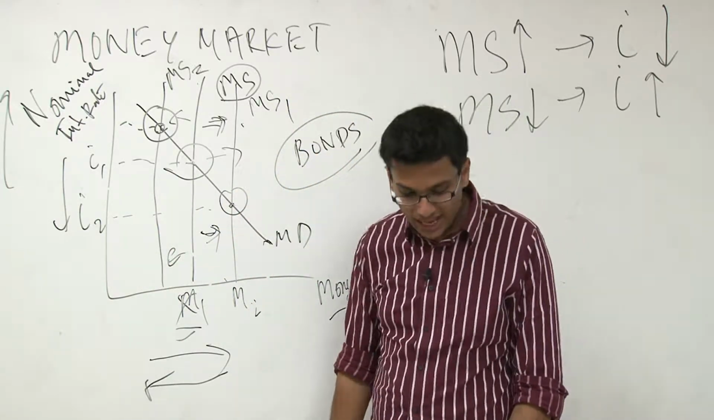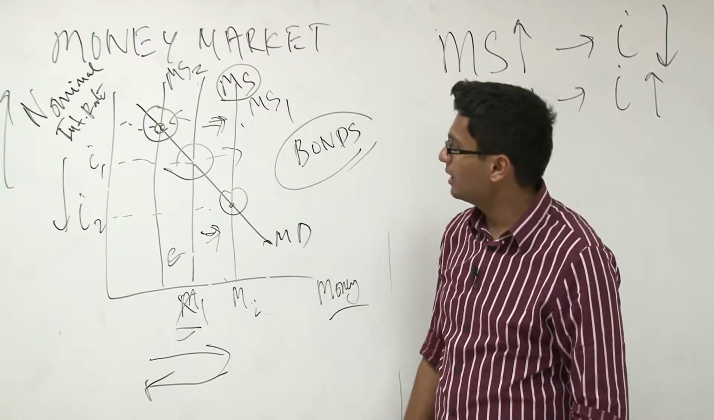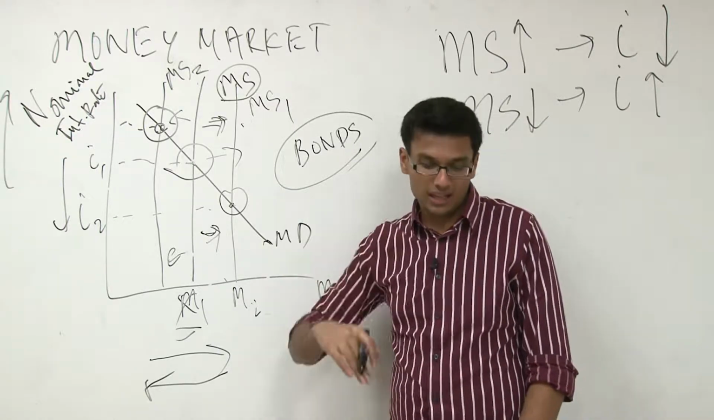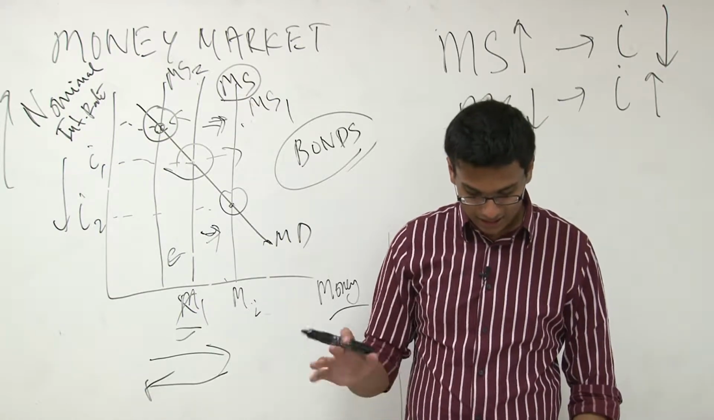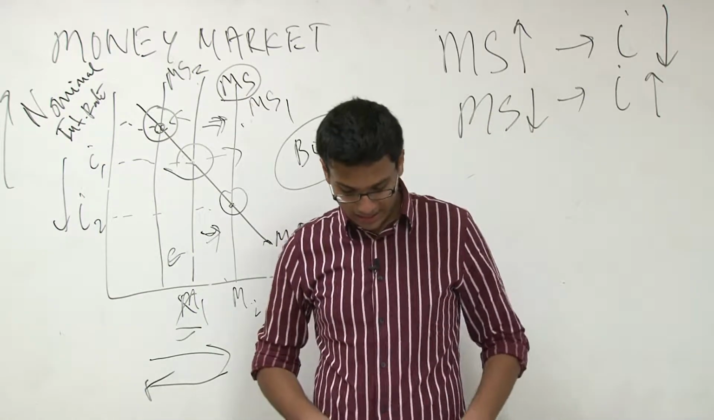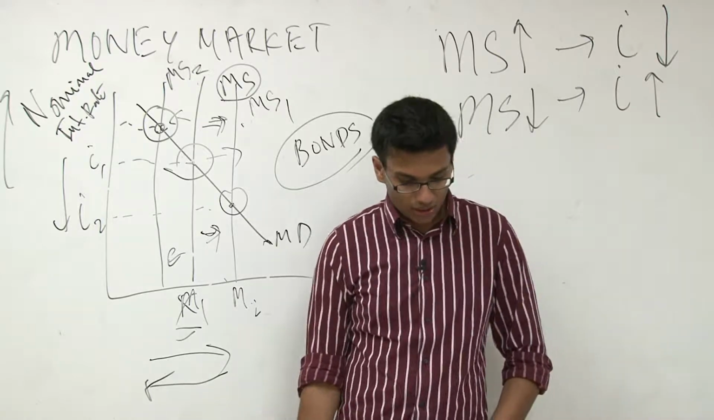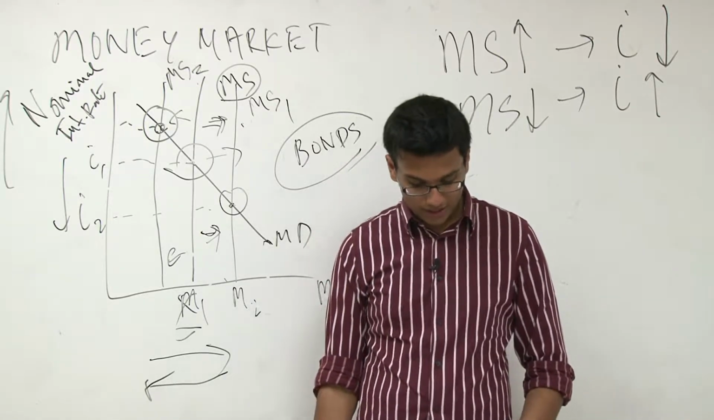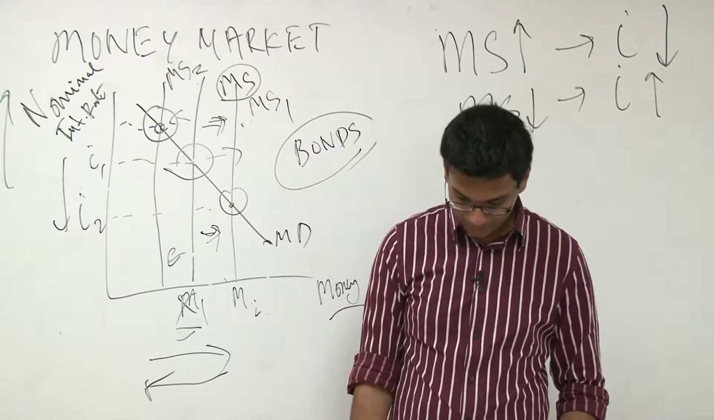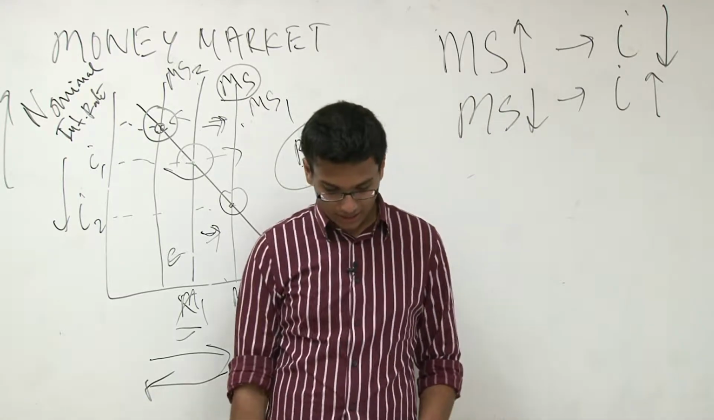Now, how does the government take away money? How does the government shrink the money supply, increase the money supply? Is something we're going to answer in this lesson partly, but mostly in the next lesson. Okay, so let's talk about banking a little bit.